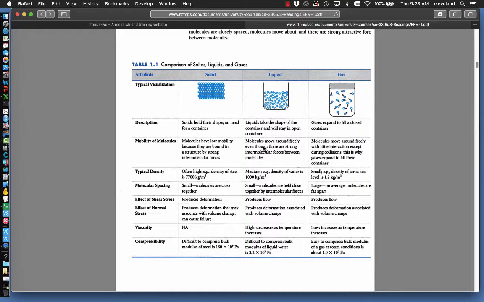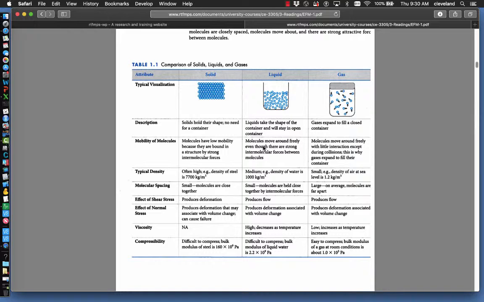We apply very high normal forces to the concrete, and eventually the solid, and concrete's a composite material, so it's comprised of a bunch of different kinds of molecules. The solid can't resist that normal force, and so it fails. It has no concept of viscosity because it doesn't flow, and they have very high bulk compressibilities. Again, steel is 160 billion pascals.